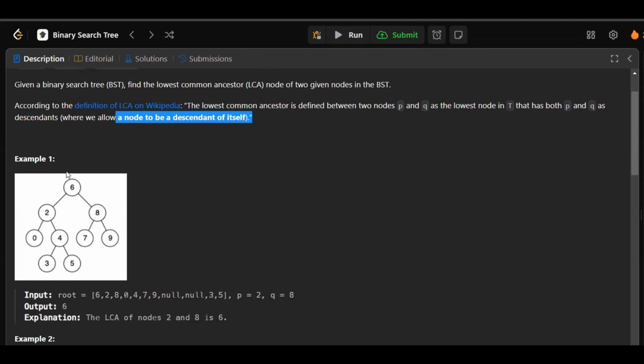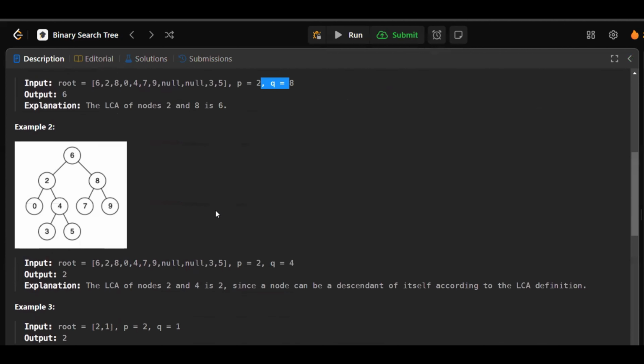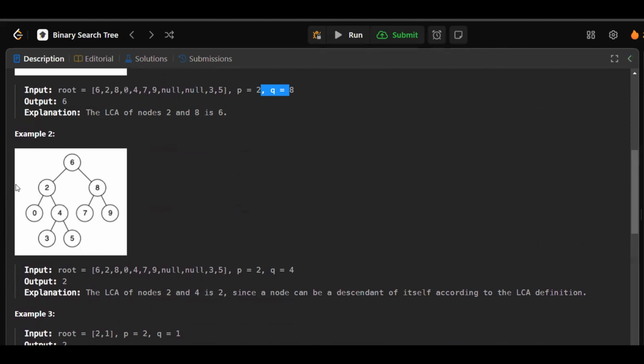Suppose if we consider the first example, this is a binary search tree, and here for the values 2 and 8, the lowest common ancestor is 6 because 6 is the lowest common ancestor of the children 2 and 8. Similarly here, in the second example, the lowest common ancestor of 2 and 4 is 2 because a node can be an LCA of itself. So 2 can be an LCA of nodes 2 and 4. So we have to return 2.